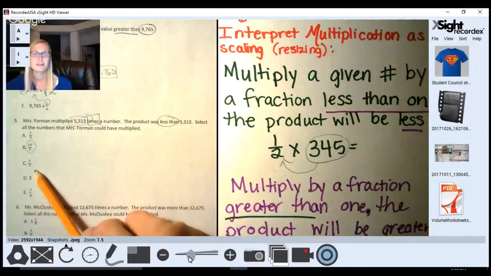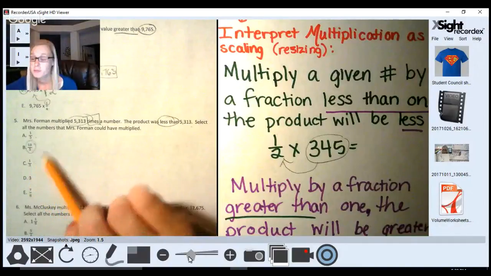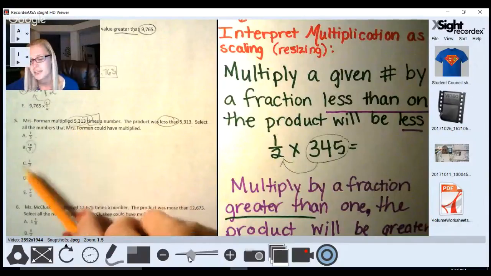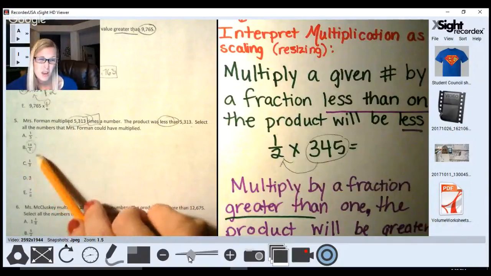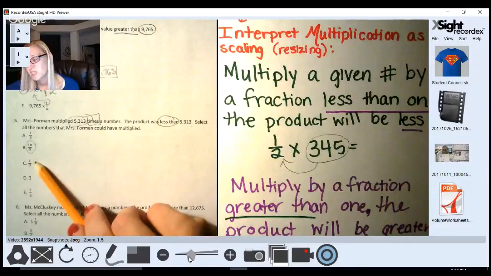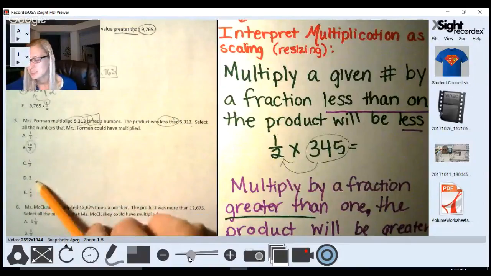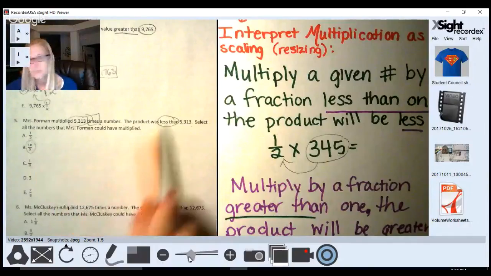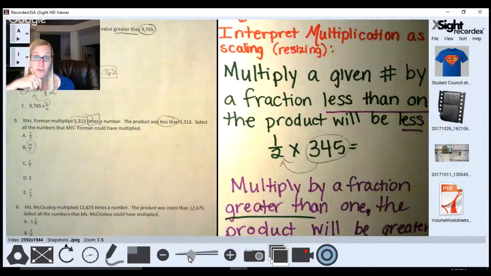Would C work? C would work because C is less than 1. Again, I'm taking that 5,313, dividing it into 3 equal shares. I only get to keep one of those. That does work because it's a fraction less than 1 and we're looking for a fraction less than. See, I made that mistake. That's what they expect you to do.